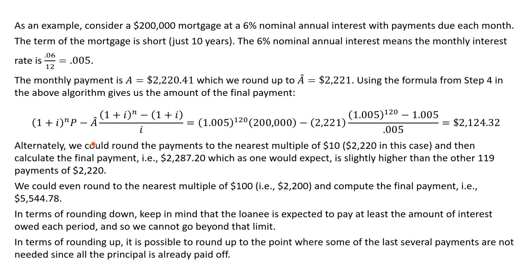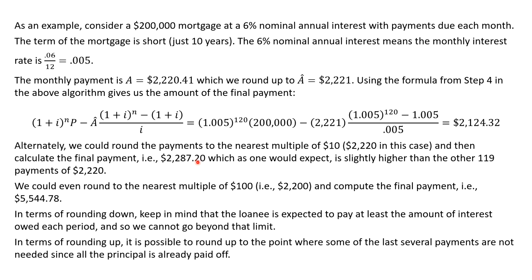And we can change it around. We can round to the nearest $10. So instead of this number here for A hat, we'll just do 22.20. Again, use the same formula here, where the only difference is we have 22.20 plugged in here, and we get 22.87.20.